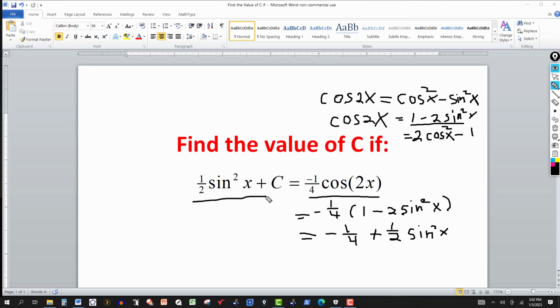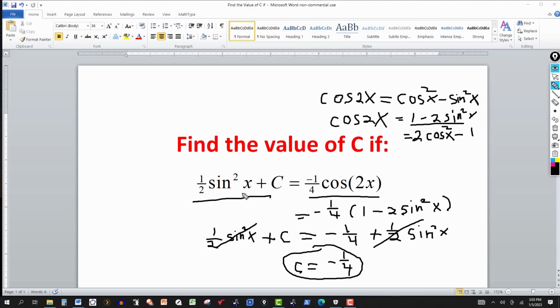So that means that this has to equal to this. So let's just write this on the left side. 1/2 sine squared x plus c. So again, remember, we're looking for the value of c. So notice I have a 1/2 sine squared x on the left side, a 1/2 sine squared x on the right side. So these would just cancel out if I bring 1 to the other side. Either one, that cancels out. So what am I left with? C has to equal negative 1/4.